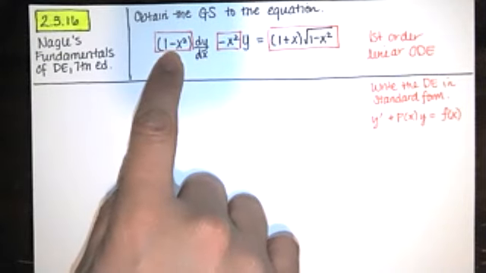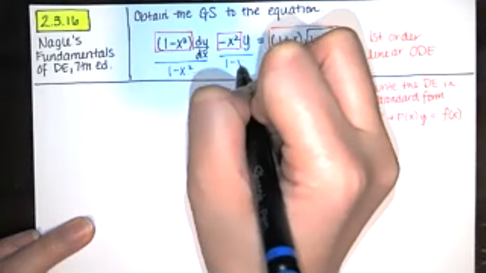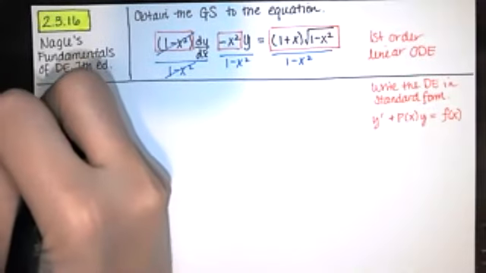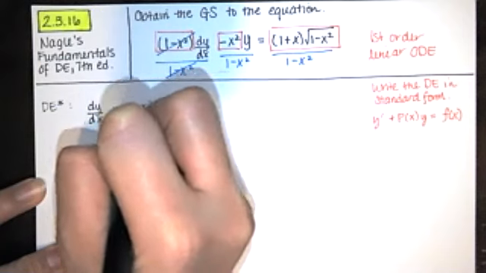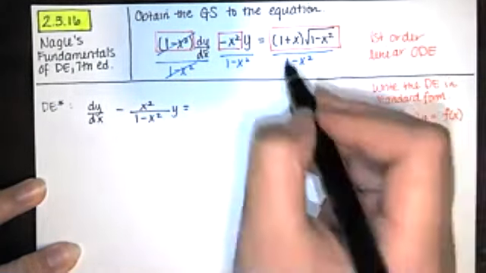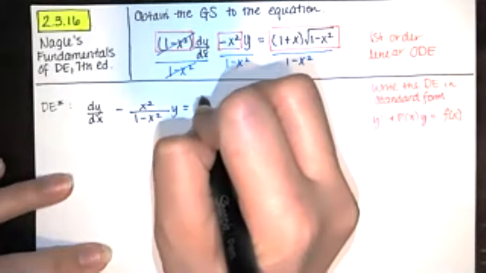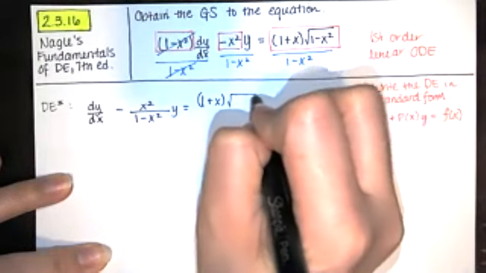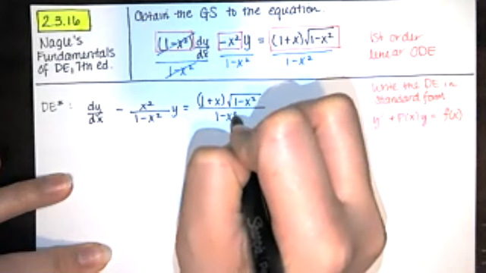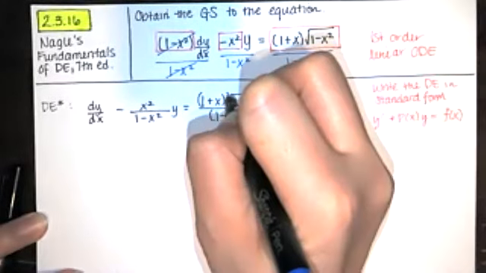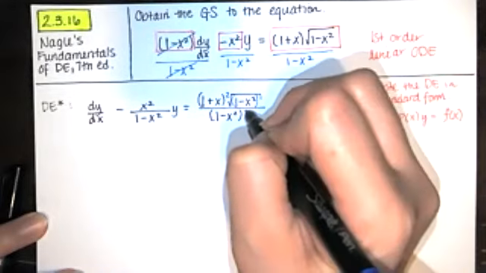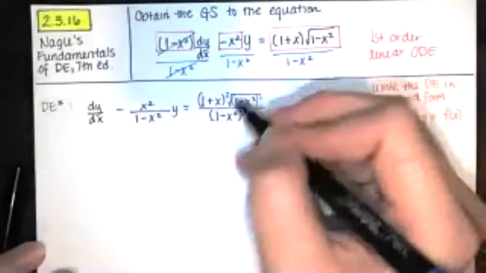Okay, so I want this coefficient to be a 1, not a 1 minus x squared. So I'm going to divide everything by 1 minus x squared, and then we'll simplify, and the DE will be in that form. I call the new DE star, so that's dy dx minus x squared over 1 minus x squared times y equals this expression over here: 1 plus x times the square root of 1 minus x squared, over 1 minus x squared. Now, that right-hand side can be simplified a little bit, because a square root is a 1/2 power, and if I have something to the 1/2 power over the exact same expression to the first, I can simplify those.